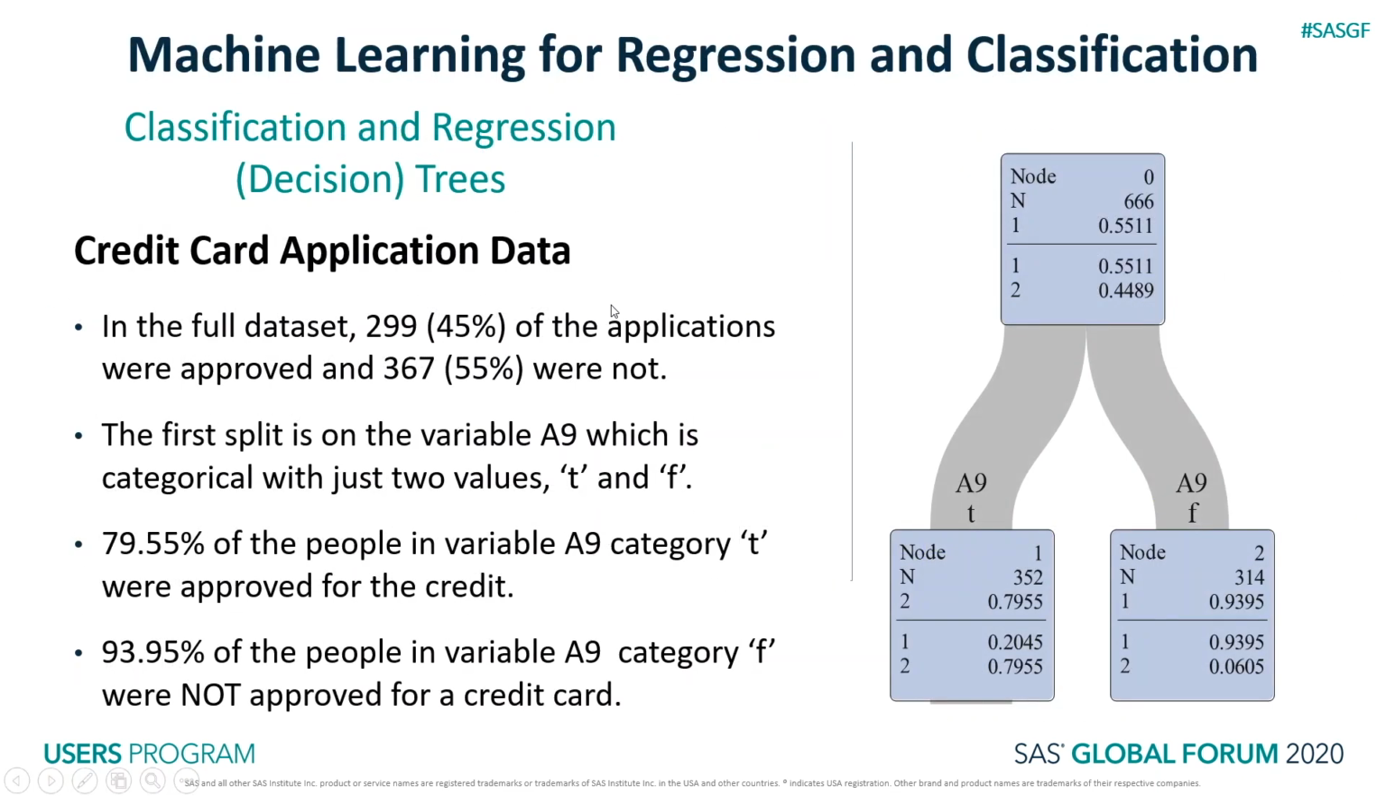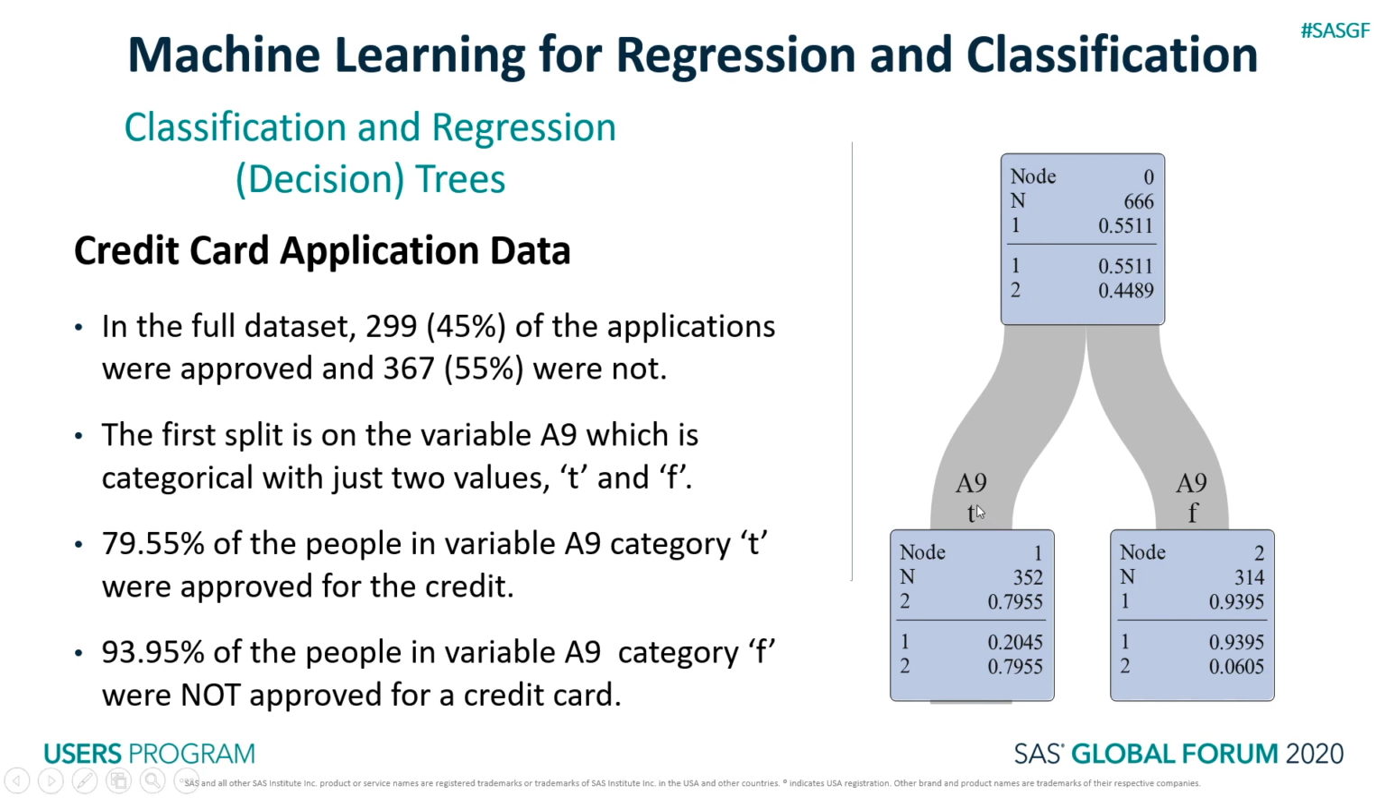Well, here's what the tree looks like. So in the full data set, there are 299 applications that were approved. That's 45%. And there were 367 that were not. And that's the information that you get in the node, which is labeled 0. And so the majority case is 1, which is really 0. So that is the ones which were not approved.